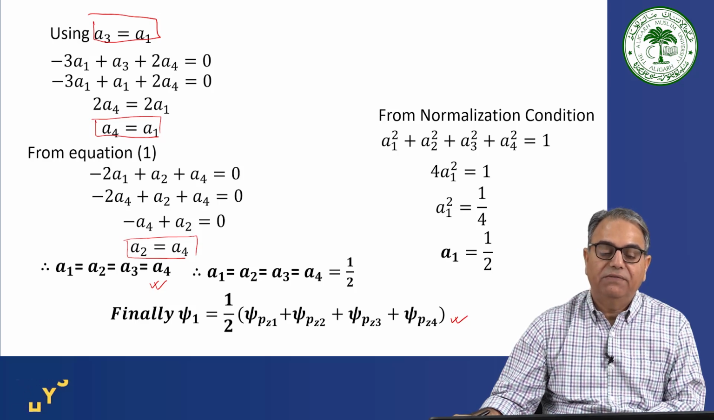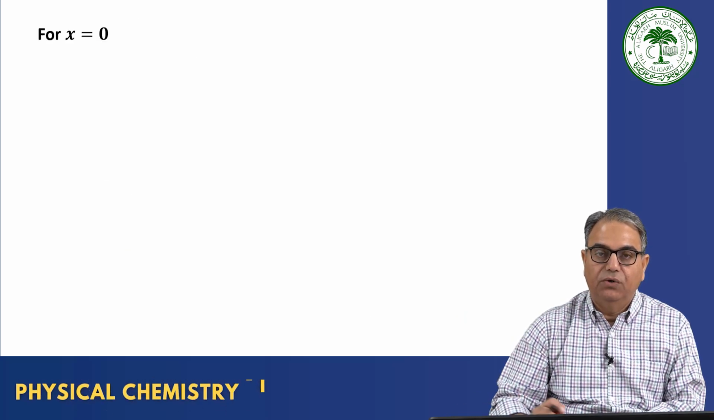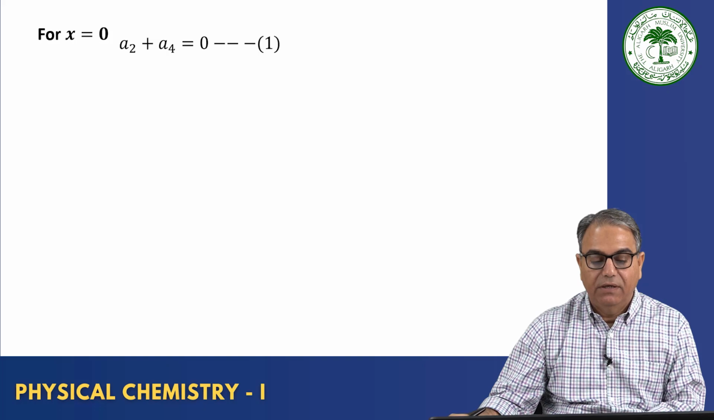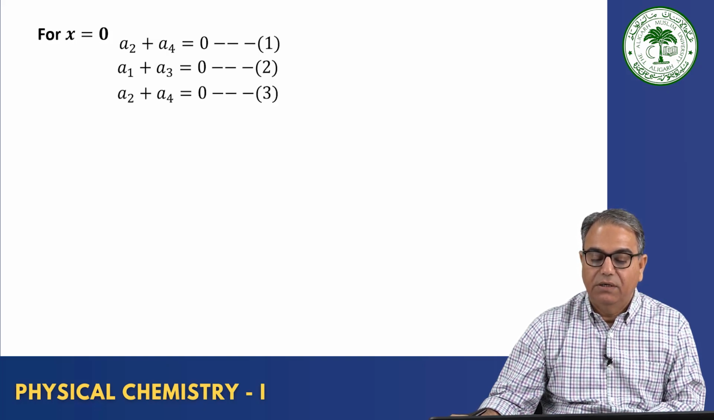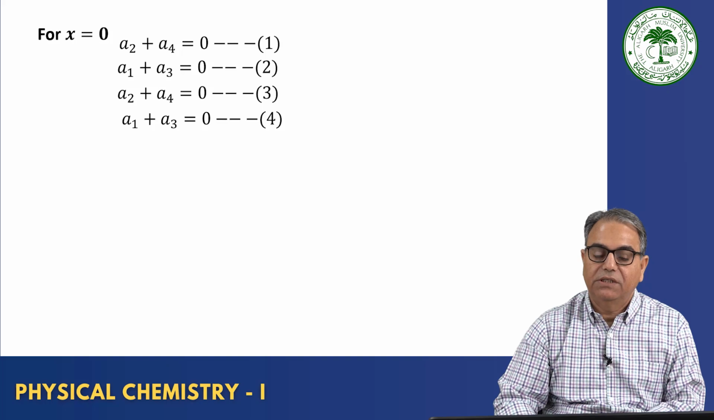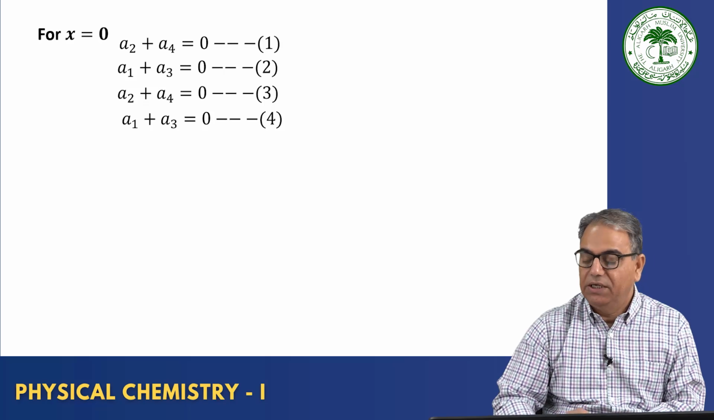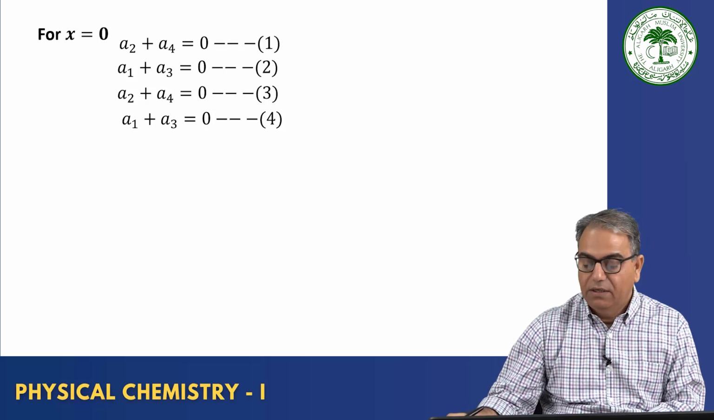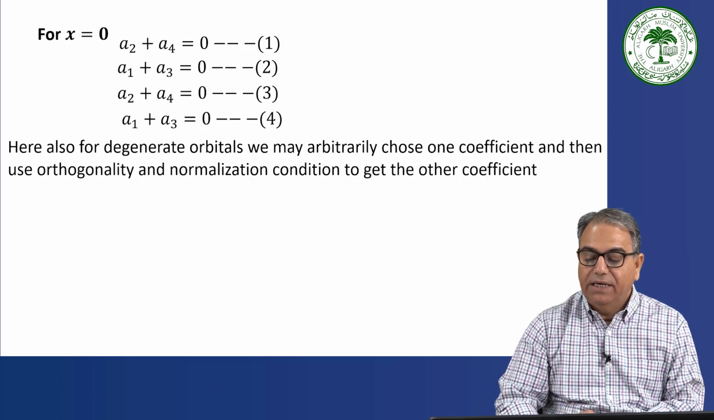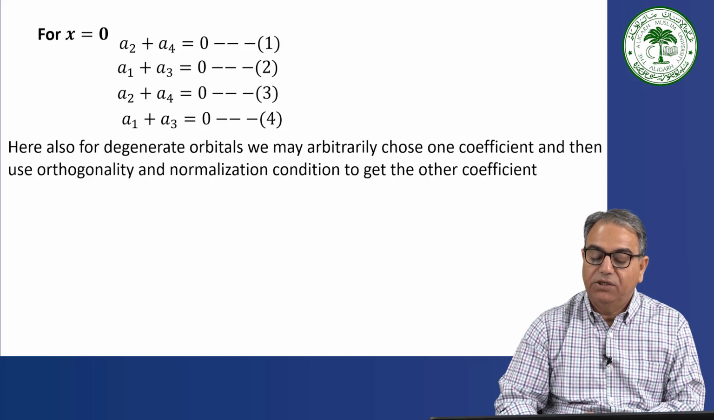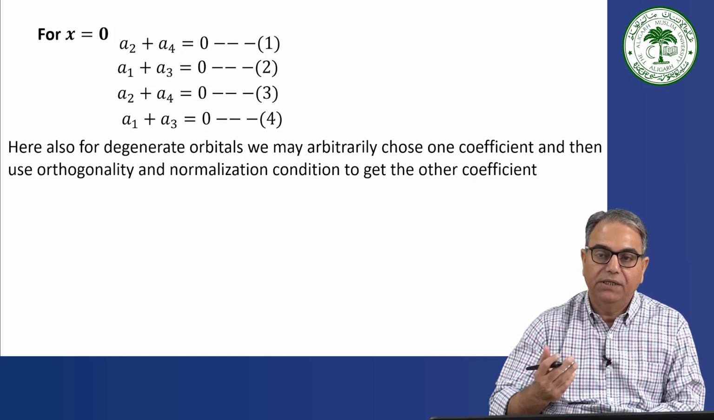Thereafter, the x value which we have is 0, and if you write the simultaneous equations, they will be like this: a2 plus a4 is 0, a1 plus a3 is 0, a2 plus a4 is 0, and a1 plus a3 is 0. So again, what you have? A degenerate set of orbitals, and we may arbitrarily choose one coefficient, as we did in the case of the cyclopropenyl system.